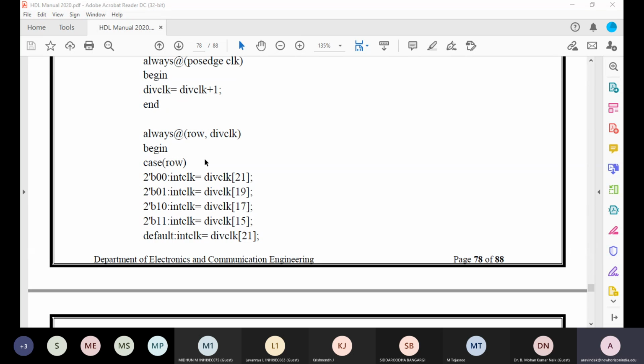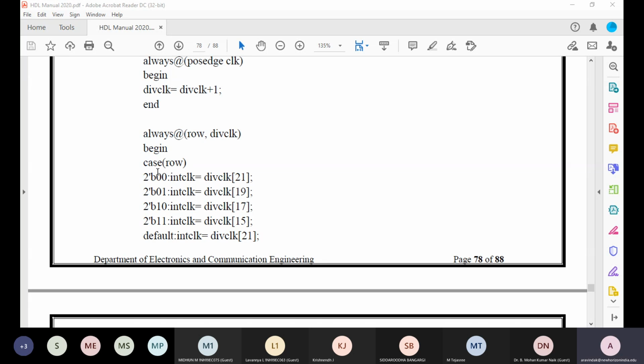Now always at row comma div clock. You can see case row 2'b00, then 01, then 10, then 11. Here you can see there will be 2 dip switches. If both are off, it is 00. If the first LSB side is on, that is 01. MSB side is on, that is 10. Both are on, that is 11.